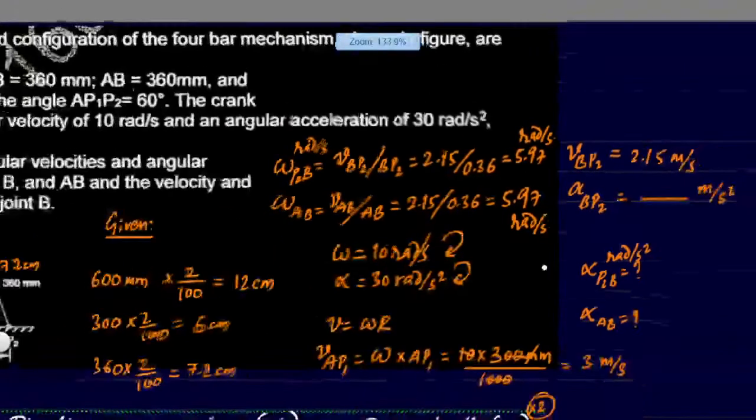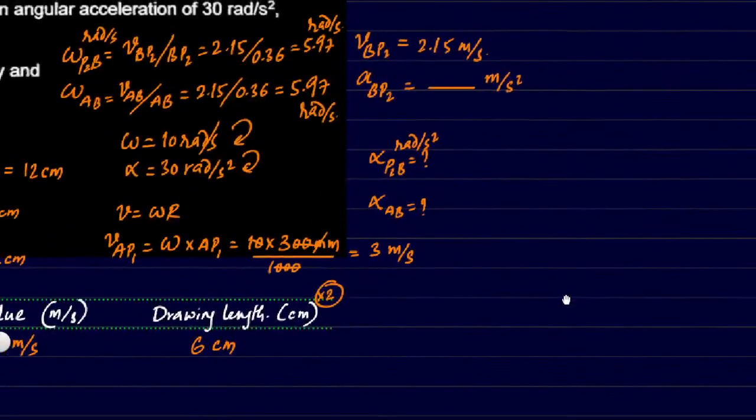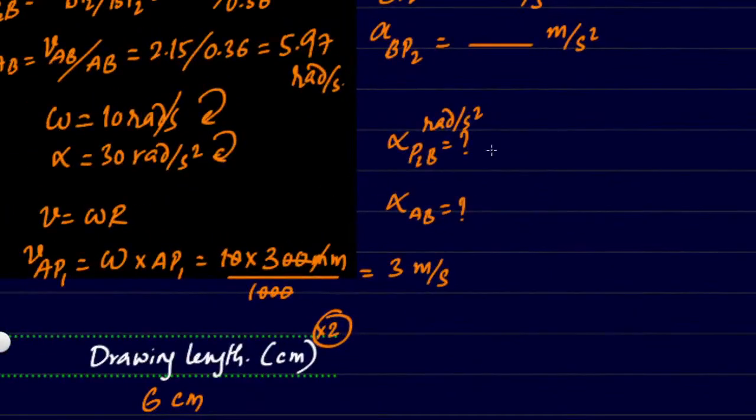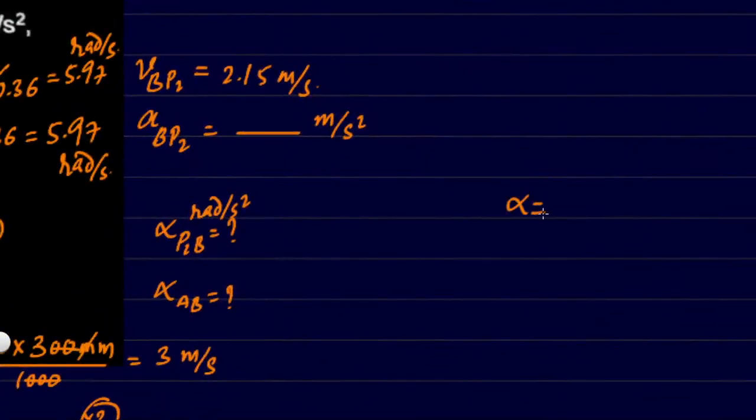Now let's turn our attention to the accelerations. Angular acceleration. What is the formula for angular acceleration? Angular acceleration will be equal to the tangential acceleration divided by the radius. So this formula we'll have to use. In order to do this, first we'll have to draw the acceleration diagram.